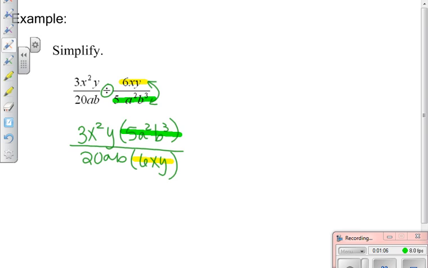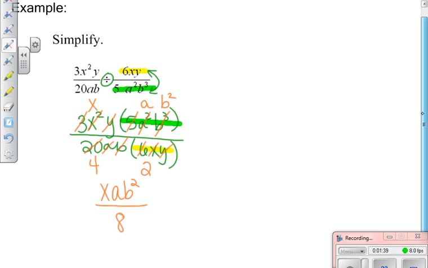Now I can go ahead and cancel 5 and 20, leaving 4. 1a and 2a leaves 1a. 1b, 3b's leaves 2b. 3 and 6 cancel, leaving 2. 1x and 2x leaves 1x, and y becomes 1. What am I left with? I'm left with x ab squared all over 8. Because there are no variables in my denominator, there are no restrictions for this problem.